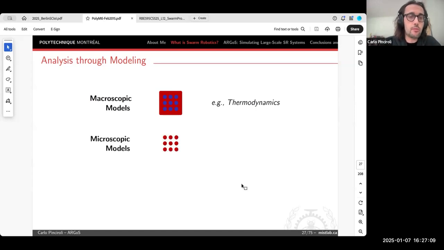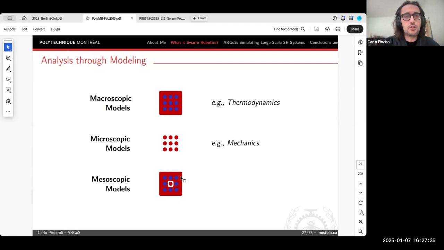Then you have microscopic models. Microscopic models are the typical things you do, for example, with Gazebo or with ARGoS. So you take the individual robots, okay, and you simulate them one by one as accurately as you possibly can. And so typically you have mechanical models, you have models of communication. And then you have what we call mesoscopic models that usually you probably haven't seen, but they are models that take the perspective of a robot and then treat everything else as particularly disturbance to that robot.